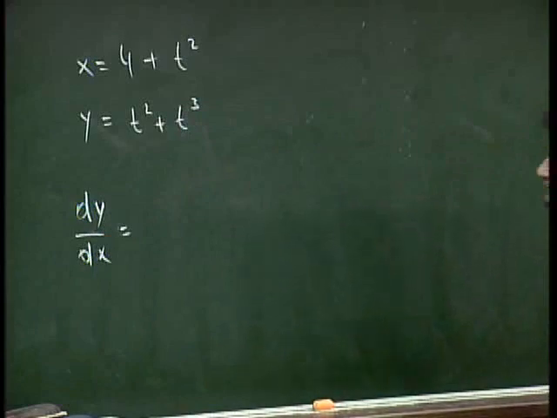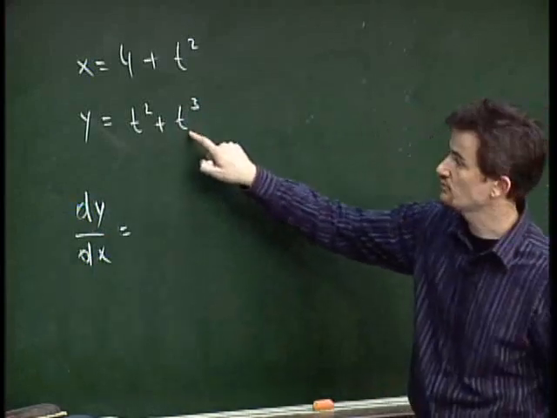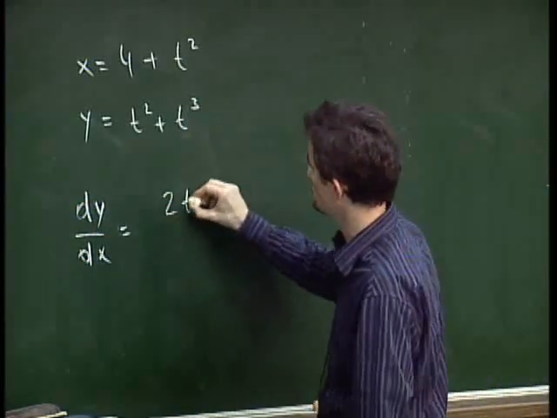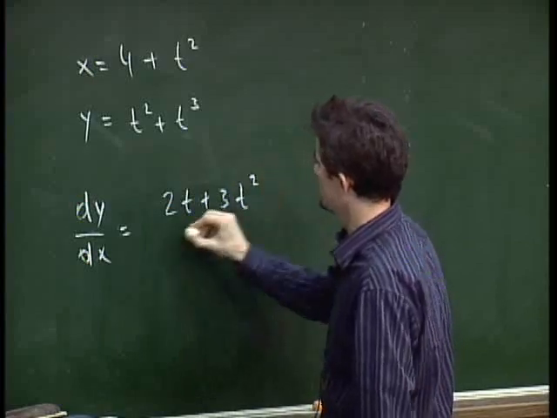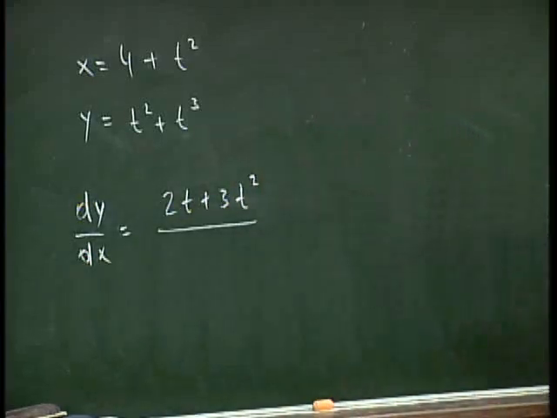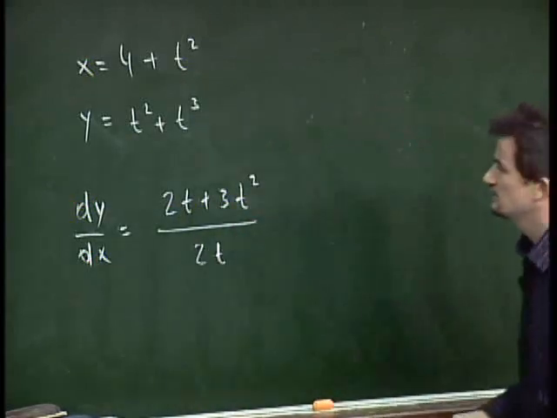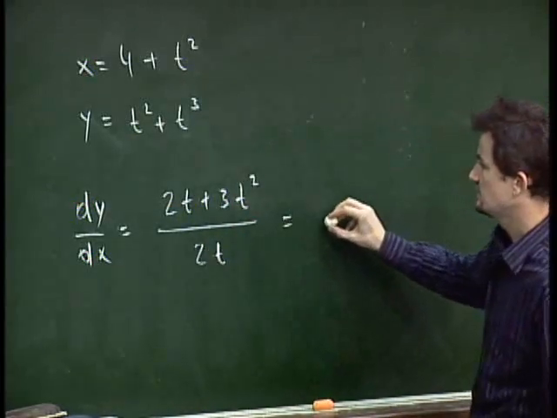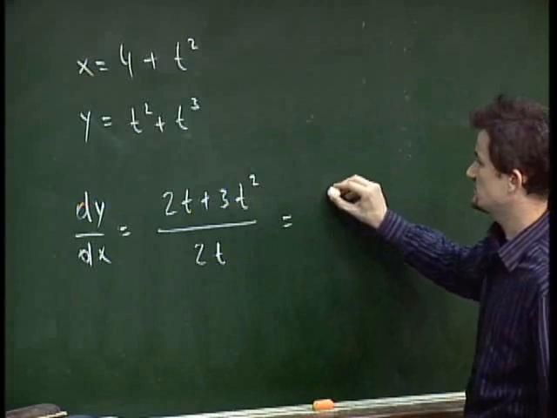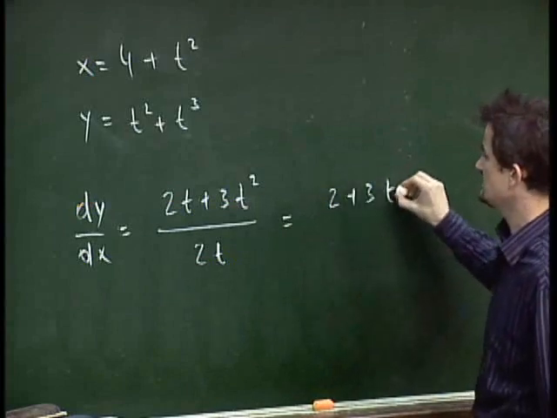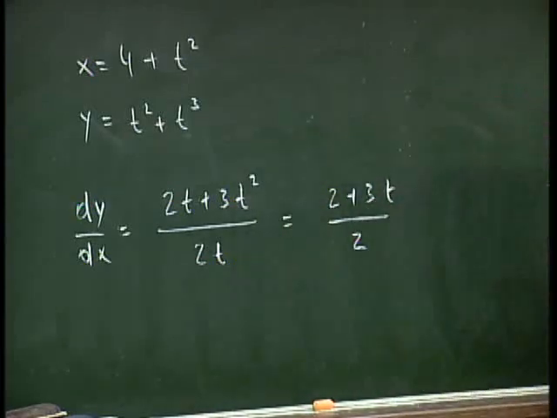Okay, so for the first derivative, you just have to take the derivative of y with respect to t. So what you have is 2t plus 3t squared over the derivative of x with respect to t, so what you have is 2t. So what you get here is 2 plus 3t over 2.